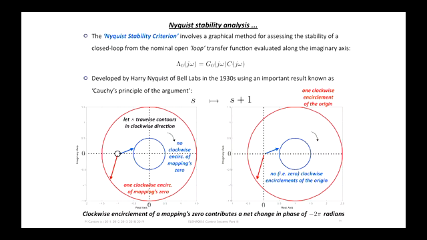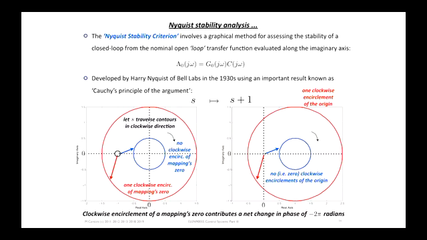All right. So the plan today is to look at the so-called Nyquist stability criterion. The stability criterion is based on a graphical method that involves a polar plot of the so-called open loop transfer function evaluated along the imaginary axis. And the criterion is based on an important result from complex analysis called Cauchy's principle of the argument.